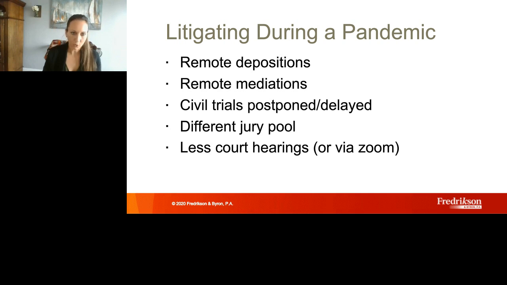And then just very quickly, court hearings, a lot of those are also going to Zoom. Civil trials are being postponed or delayed. Federal court right now is closed to civil jury trials until the 1st of 2021. State court jury trials are going forward, but they are very cumbersome. It's difficult to get jurors. There's lots of precautions that have to be taken. So in turn, there's a huge incentive for both sides to settle before trial because of the difficulties with trying a case during the pandemic.